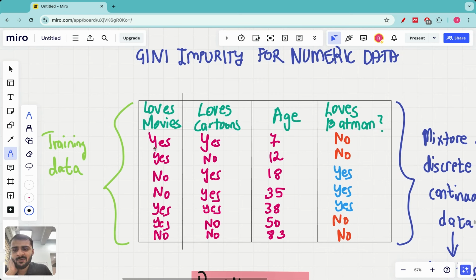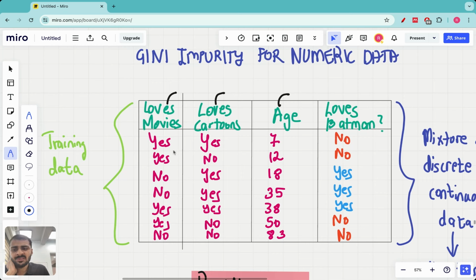This is the training data which we have. We have interviewed 7 different people and we have collected the responses which they give for 3 questions: loves movies, loves cartoons, and their age. And then we have also collected the responses for whether they love Batman.